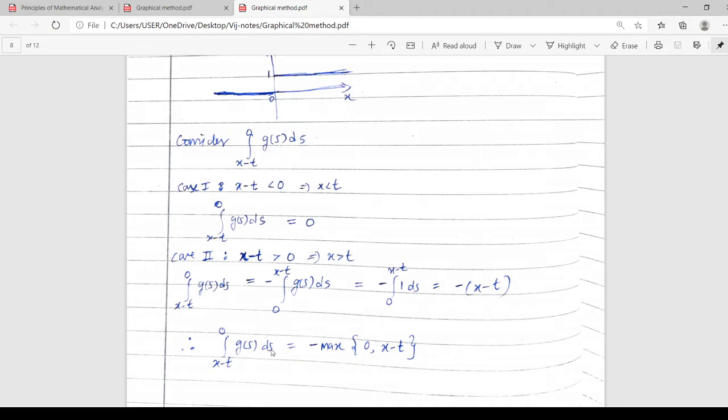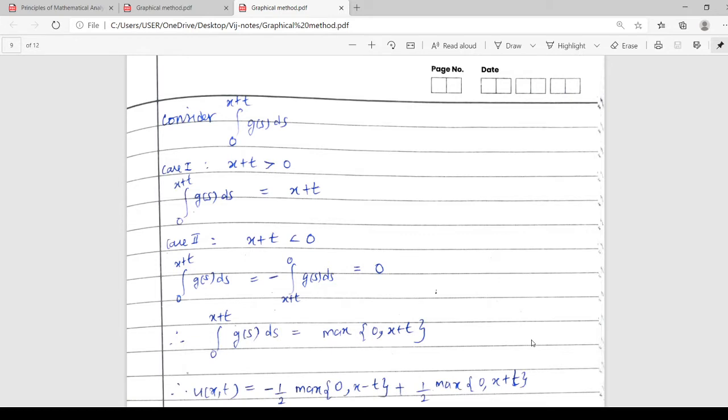So how can you define this? This integral value is minus maximum of 0 comma x minus t. Then it means that whichever is maximum, that value will be taken. If 0 is big, then that value will be taken. Otherwise, x minus t will be taken. So this integral value is not fixed. It will take any one of these values, whichever is maximum. Hope this is clear.